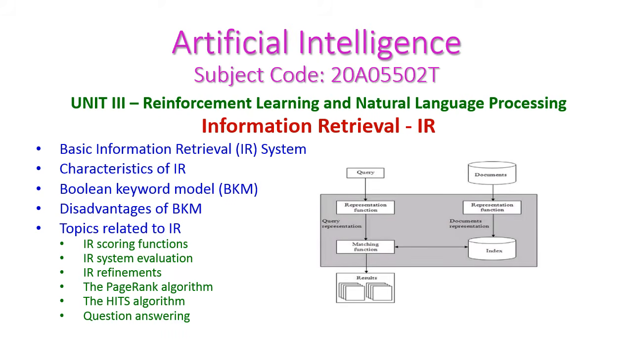In today's artificial intelligence class, we will see the information retrieval system from third unit. In today's class, we will discuss the basic information retrieval system. After that, the characteristics of IR, and next the model called the Boolean keyword model and the drawback of this Boolean keyword model. After that, some advanced models are there for information retrieval. We will see all those things one by one: IR scoring function, IR system evaluation, IR refinement, the PageRank algorithm, HITS algorithm and question answering model. So all those things we will see one by one.